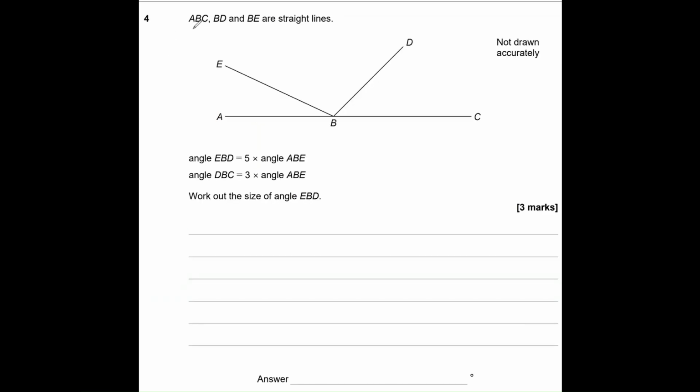Moving on to question 4, it says ABC, BD, and BE are straight lines. Angle EBD is 5 times angle ABE. Angle DBC is 3 times angle ABE. Work out the size of angle EBD. So we know the angle EBD, which is this one, is 5 times angle ABE. Angle DBC, so this one, is 3 times angle ABE. Work out the size of angle EBD, so this one.